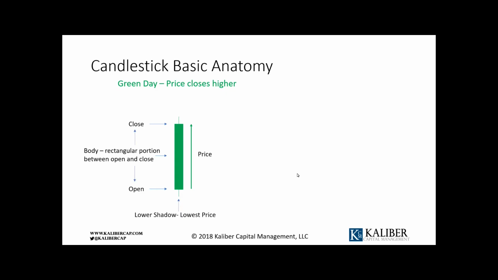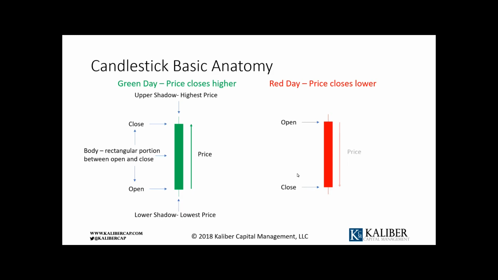The lowest price below the open is shown by the lower shadow, and the highest price above the close is shown by the upper shadow. The upper and lower shadows are also referred to as wicks, since we're talking about candlesticks. A red day is simply the reverse of a green day. On a red day, price opens higher and closes lower by the end of the day. Again, we have the body between the open and the close. We have an upper shadow with the highest price above the open, and we have a lower shadow with the lowest price below the close.